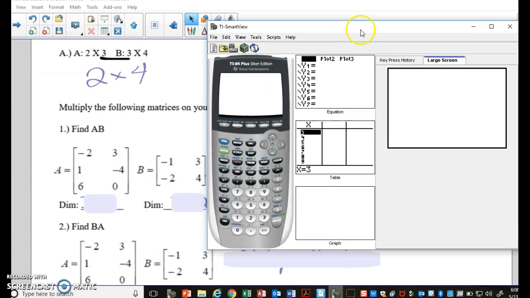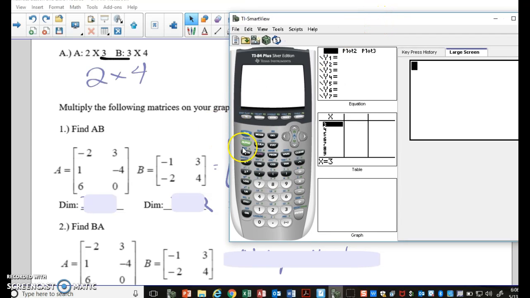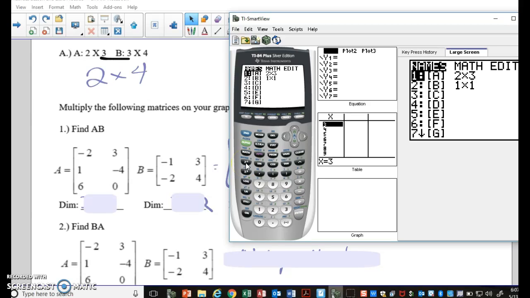What we are going to be using, I'm going to put it over here so I can see the problem. If you do second and then it's this x to the -1 button, you'll see that the blue says matrix. That's what we want to use. Now when you open yours, it'll probably be blank. I've already been using this a little bit, so that's why I have some numbers here, but you should probably just have A, B, C, D, and so on.